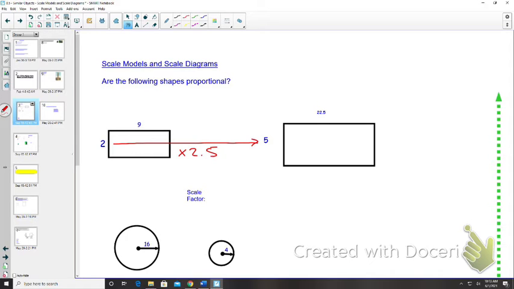Now, to see if the 9 and the 22.5 are also proportional, we need to multiply 9 by 2.5 to see if it is multiplied by the same factor. So 9 times 2.5 is indeed 22.5.